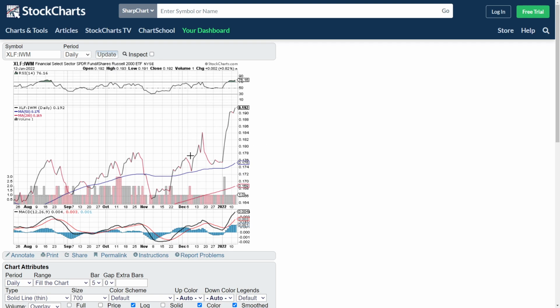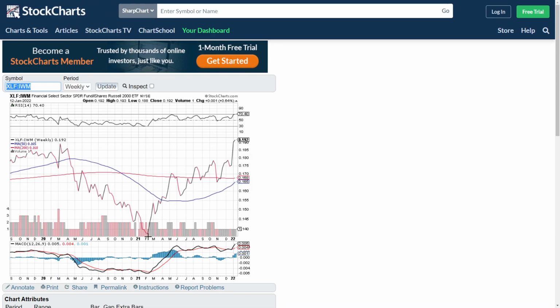In this particular instance, you can see that XLF is outperforming IWM. And that's been going on since November. And if you look at the weekly chart, this is a trend that's been going on since the beginning of the year. So, all of 2021, it really didn't make a lot of sense to play IWM. It made a lot more sense to play XLF. They are correlated and have similar assets.